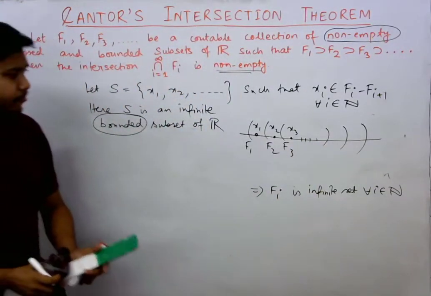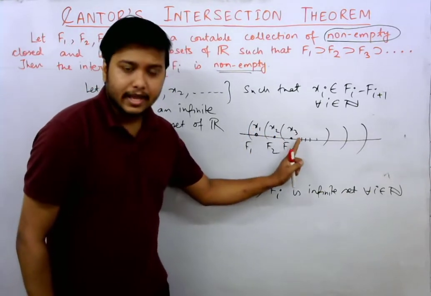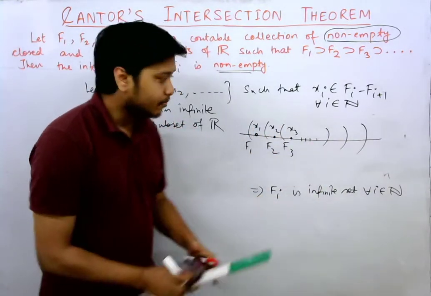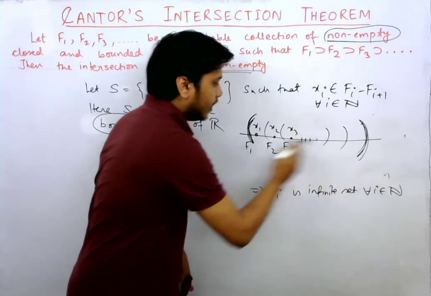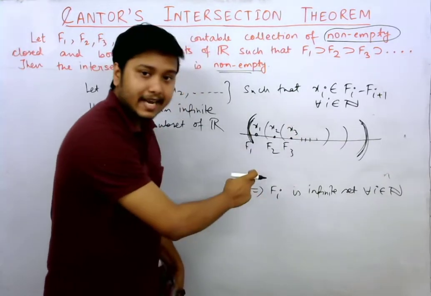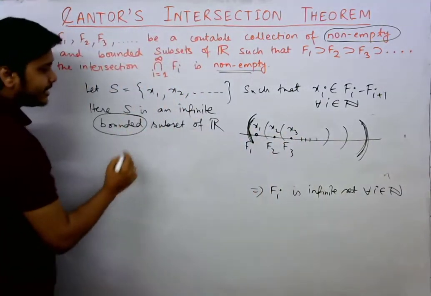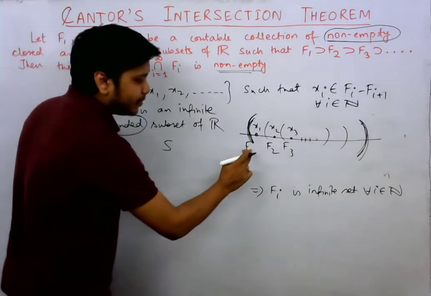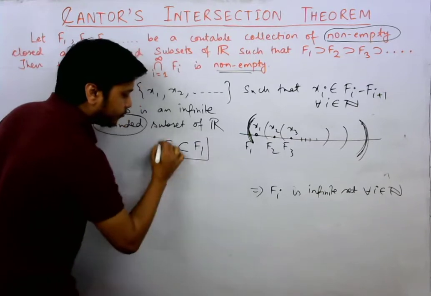So you can see from the figure only, all these elements X1, X2, X3 and so on, all of them are lying completely inside F1. None of them are going outside F1. All these elements are inside F1. So if this entire set S, all these elements are lying inside F1, that means S must be a subset of F1.